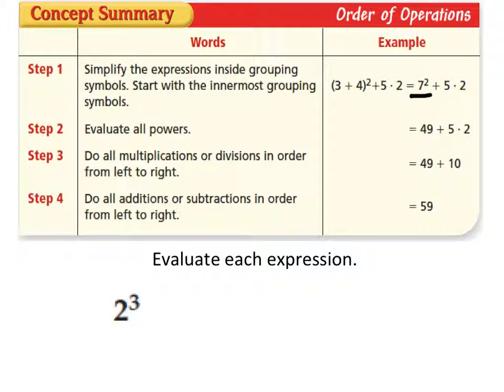Now we go to the next part, E. E means to evaluate all the powers, or the exponents. So 7 squared is 49. Then, depending on its location, from left to right, we'll either do multiplication or division first. So that's where we get the 10 from. And the last thing to do is adding or subtracting. Doesn't matter who goes first, as long as we follow the order of left to right. The answer is 59. Alright, now that we've reviewed order of operations, or PEMDAS, let's evaluate each expression.